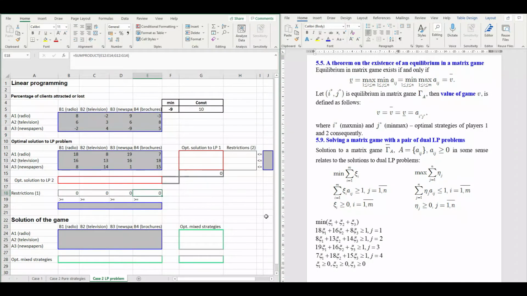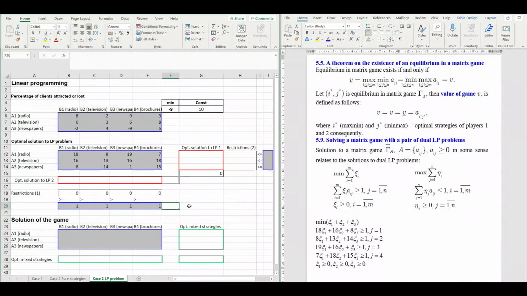Now let us add the right hand side's units, and these units we insert into the row number 12 for the first restriction, for the second, third and for the last one. Now we are about to find an optimal solution to the first linear programming problem for minimization.